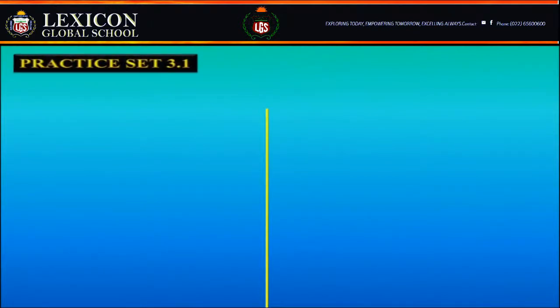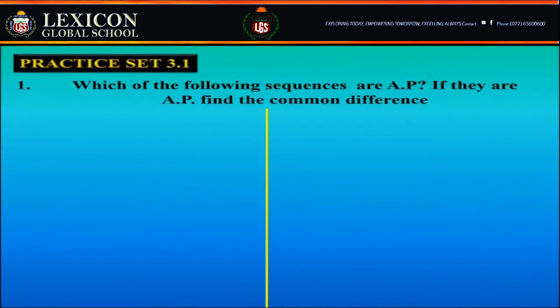So we are beginning with exercise 3.1. Main question 1. Your question says, which of the following sequences are AP? If they are AP, find the common difference. Let us take the first sub-question. Your question says 2, 4, 6, 8. Let us write the answer.